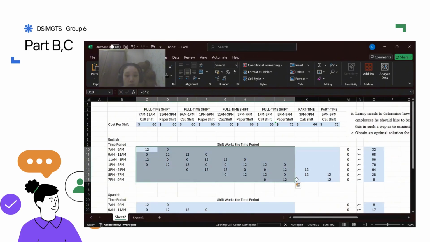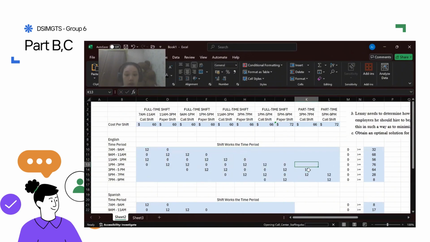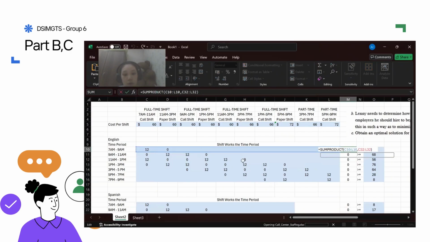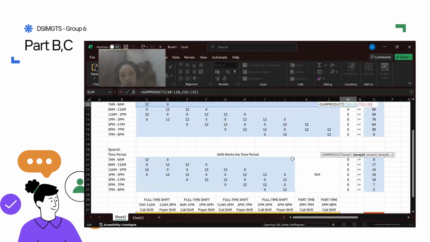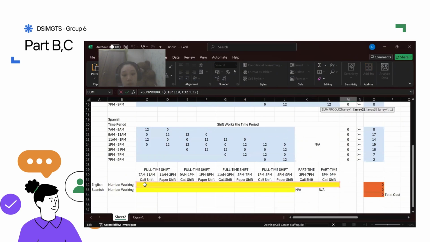So just plot the shifts. Then for the part-timers, they work for 4 hours with no paperwork. So 12 calls for 2 hours and 12 calls for 2 hours. The same goes to 5 to 9 p.m. For the constraints, the formula for this is the sum product of the row of the shift and the number of operators working in the shift for English.